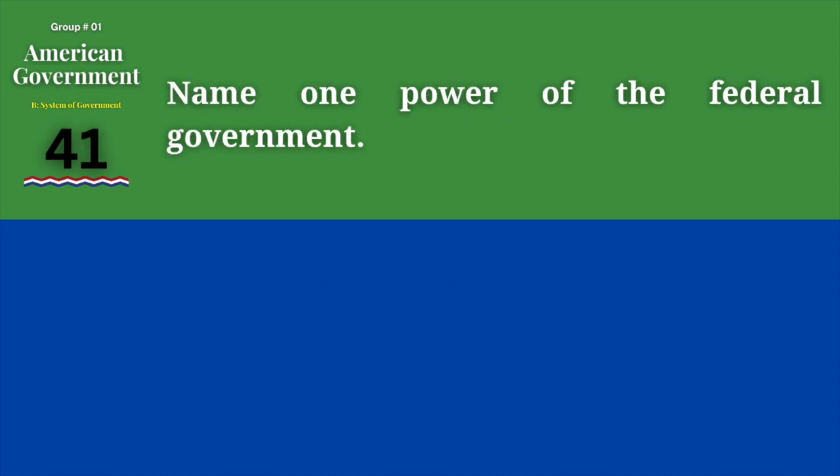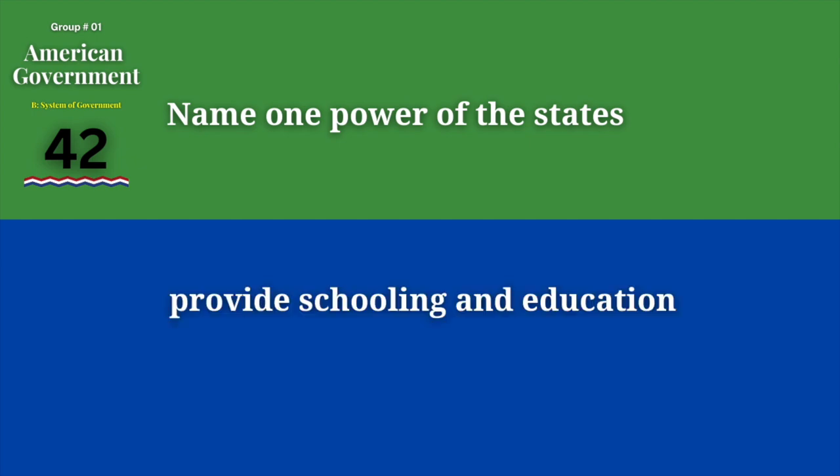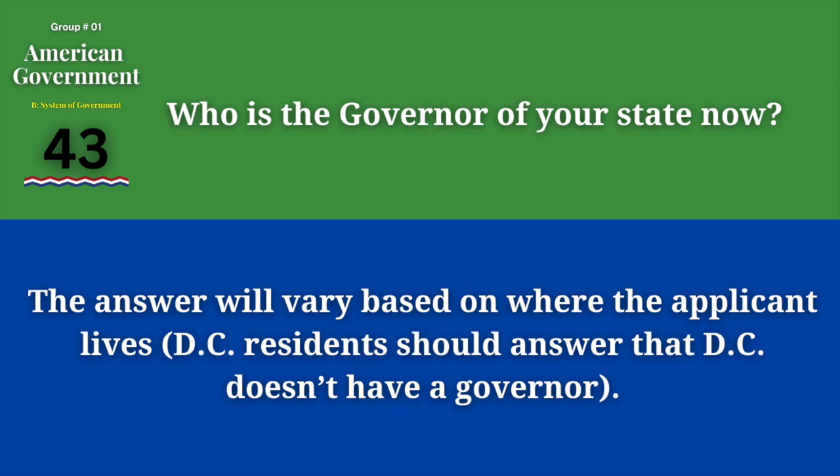Name one power of the federal government. To print money. Name one power of the states. Provide schooling and education. Who is the governor of your state now? The answer will vary based on where the applicant lives. DC residents should answer that DC doesn't have a governor.